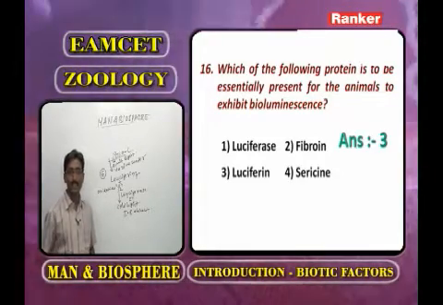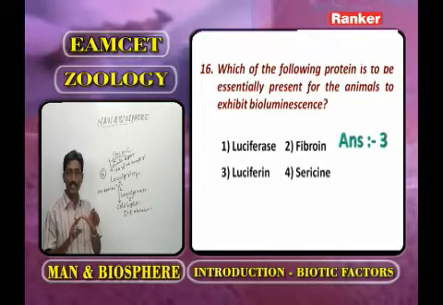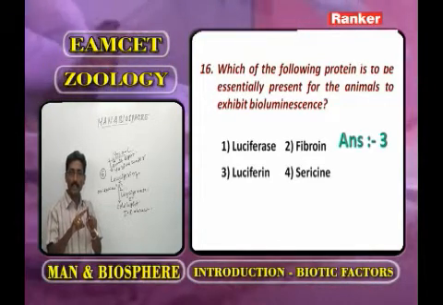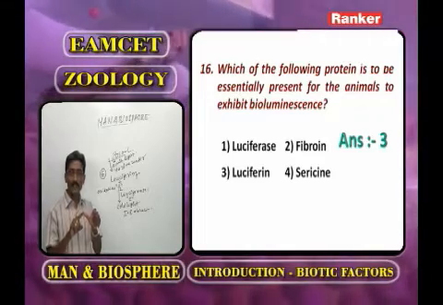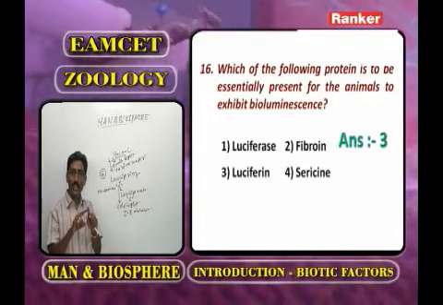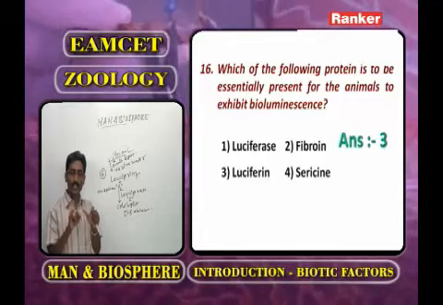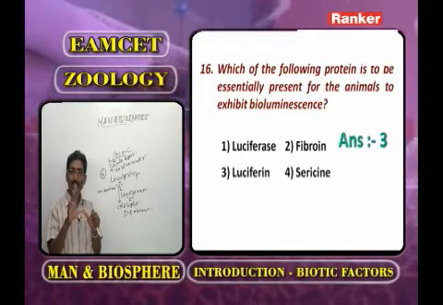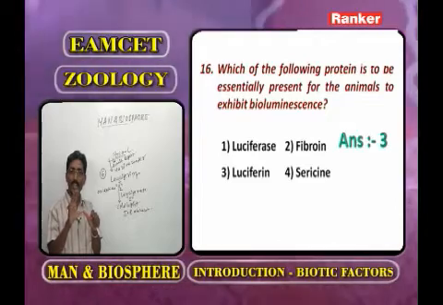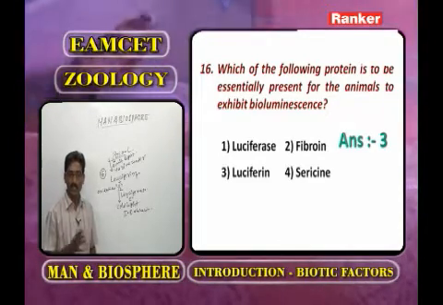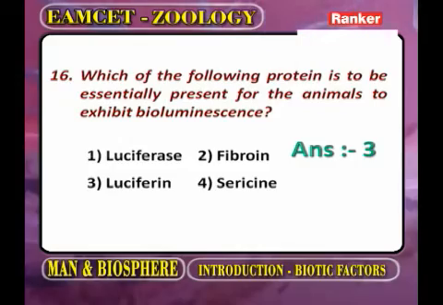Again, the examples are: jellyfishes, squids, Chaetopterus, Noctiluca, Serratia, and Pyrosoma. What is the organism exhibiting the highest degree of bioluminescence? That is Pyrosoma. Now we go for the next question.